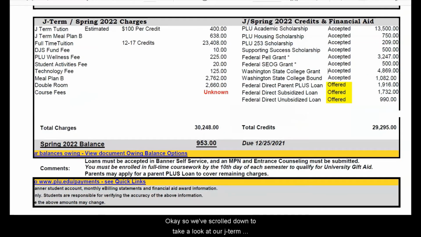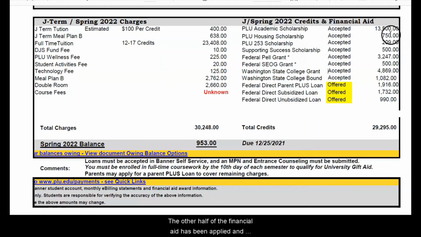Okay, so we've scrolled down to take a look at our J-term and spring charges. The setup is exactly the same. We have our charges over here on the left and credits in financial aid over on the right. The total charges for the J-term spring block are always going to be higher because it is including those January J-term charges. In addition to the J-term charges of tuition and a meal plan, because the student lives on campus, they also have their spring tuition and fees, housing and meal plan, and of course, those course fees are definitely unknown at this point because we're projecting pretty far out into the future.